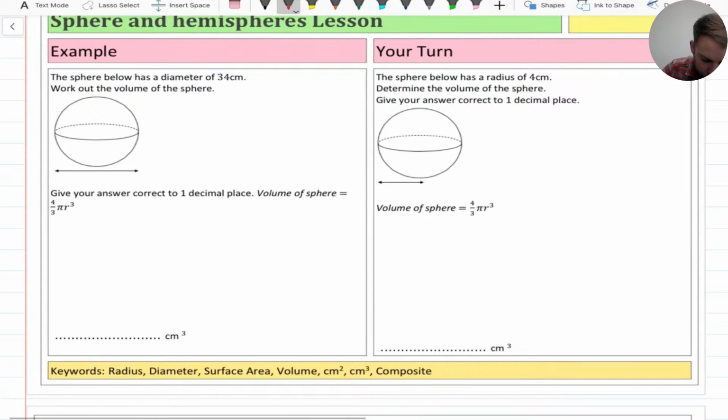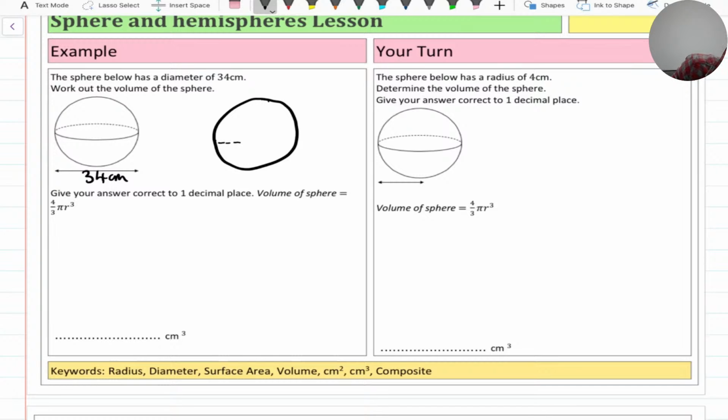So, the sphere below has a diameter of 34 centimeters. So first I'm going to draw that in. Make sure you're writing these in your notes. Remember, the best way to do it is to draw a circle like this, and then just do a little dotted oval around the middle. And this time they're saying that the diameter is 34, like so. Now work out the volume of the sphere.